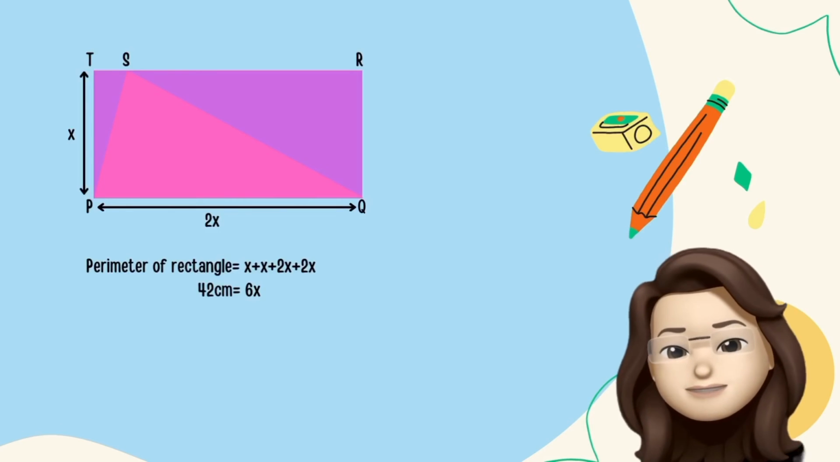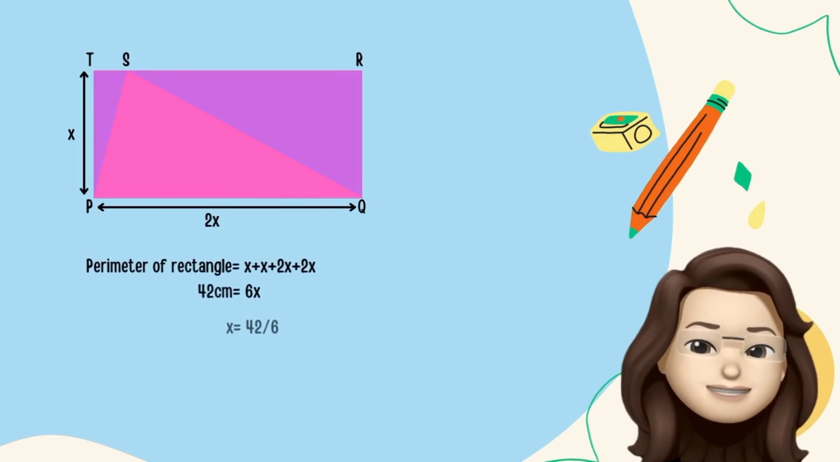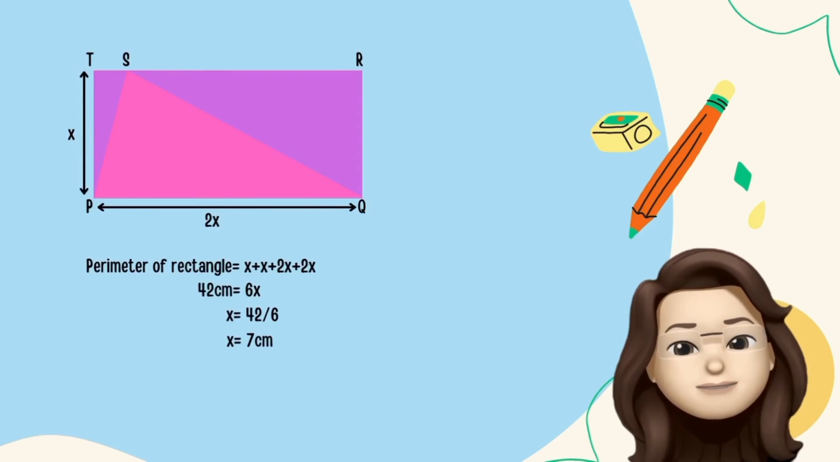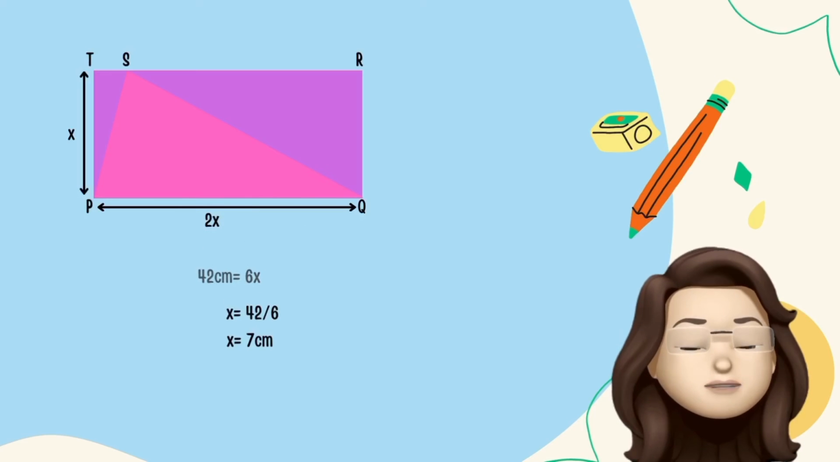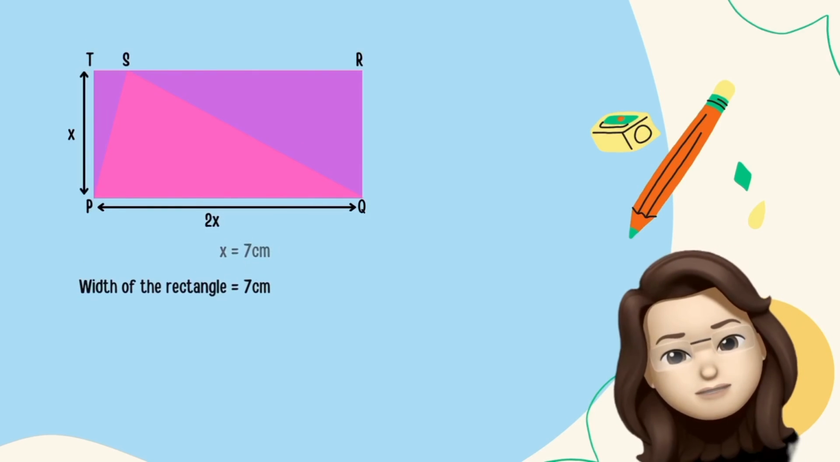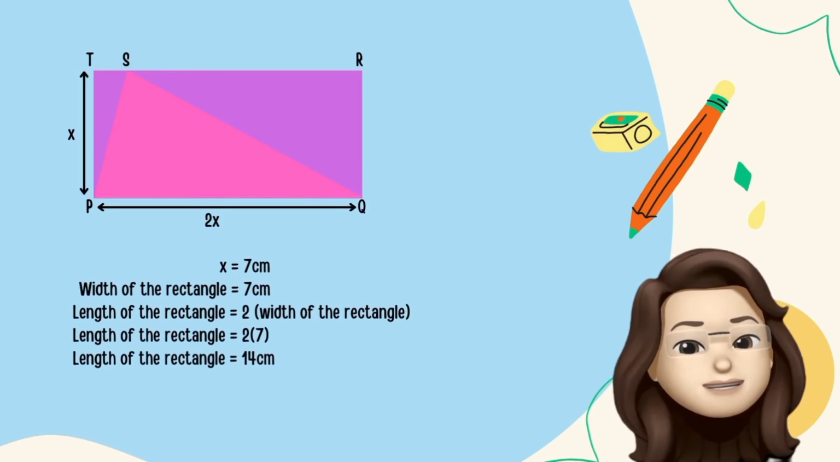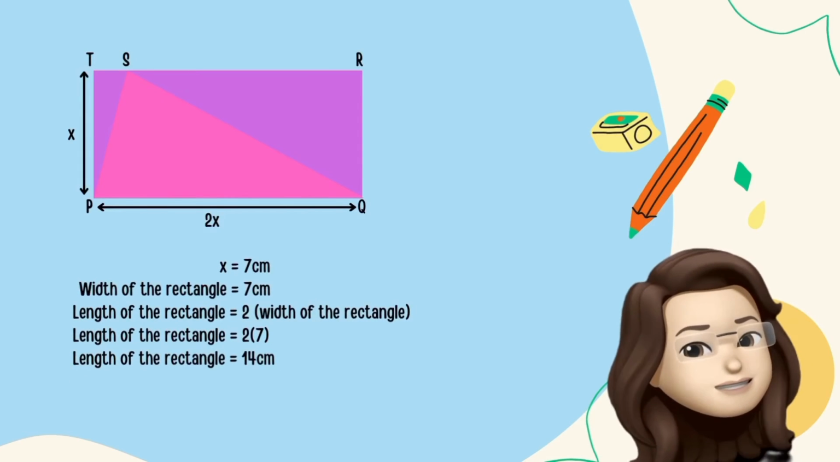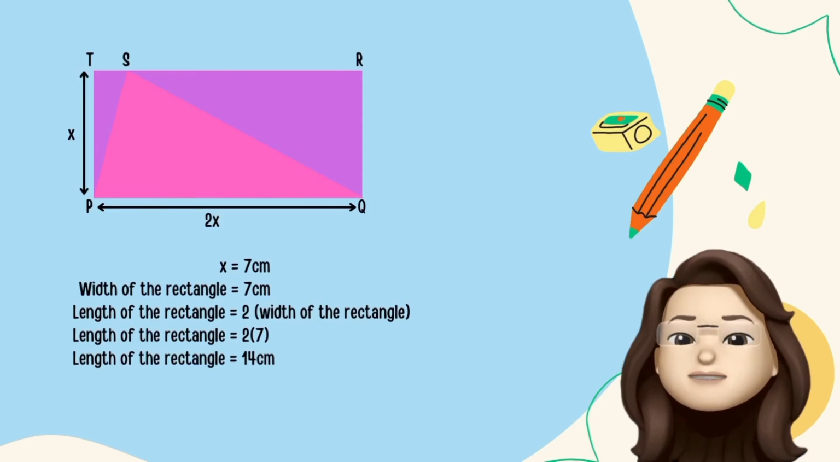6x will be equal to 42 cm. So 42 cm will be divided by 6. We will get x equal to 7. As x equals 7, the width of the rectangle is 7 cm. Since the length of the rectangle is twice its width, we need to multiply 7 by 2. The length of the rectangle will be 14 cm.